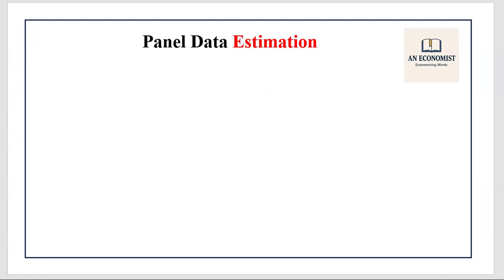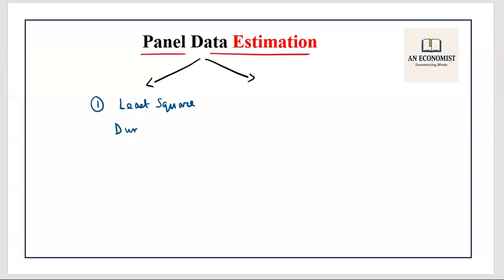Now, we will start with the estimation process. Panel data estimation, fixed effect estimation, basically. How do you do that? As I have told you, there are two different methods in which you can perform this. The first method is known as the least square dummy variable method.